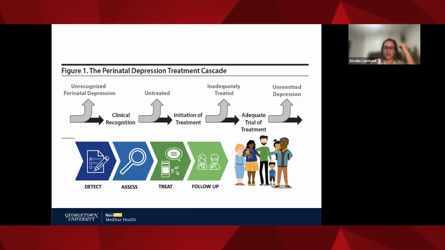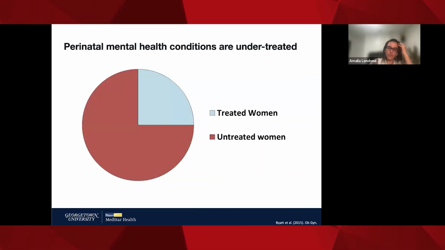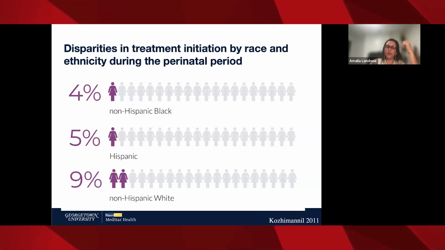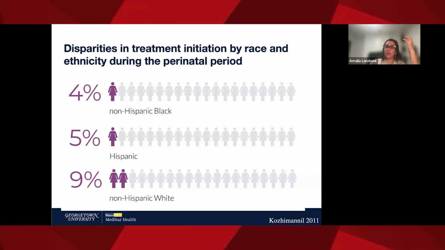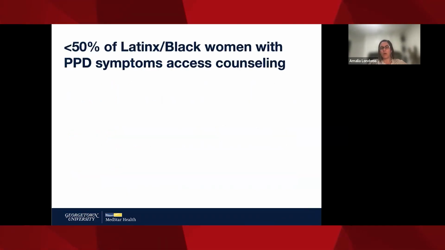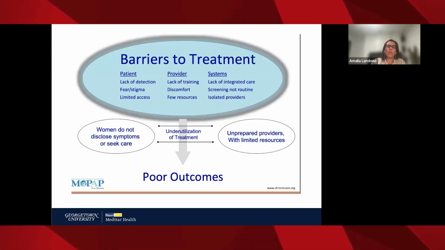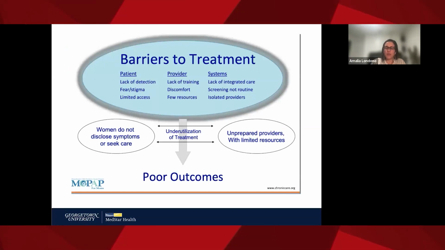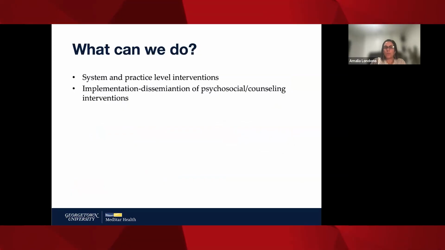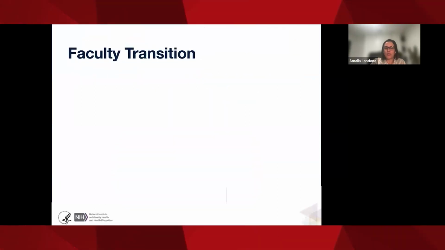So I was looking at the disparities and learning about all these things, and then treatment, again, untreated. If you look, there are very, very low rates for Hispanic women, and about half for Black and Hispanic moms. Less than 50% of the Black and Latino women with PPD symptoms reported access to counseling. There were a bunch of system barriers, and I was learning about them and doing research, collecting information from providers to really understand what the barriers were. So I was trying to figure out what we can do, learning about system and practice level interventions, implementation and dissemination, and trying to integrate all these things within a health equity lens.